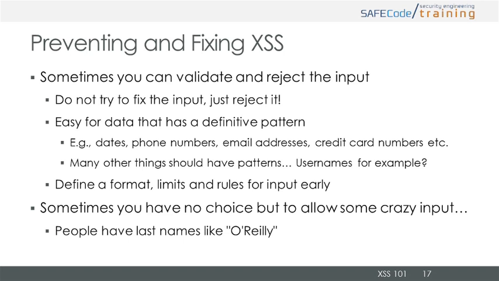For example, in the field of a form that accepts a user's last name, people have names like O'Reilly that have an apostrophe in them, and so unfortunately, as much as we might like to enforce a very strict rule about what is a valid name, we have no choice but to allow apostrophes as one of the valid characters in last names.